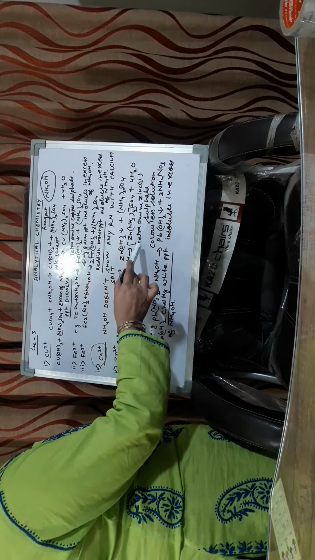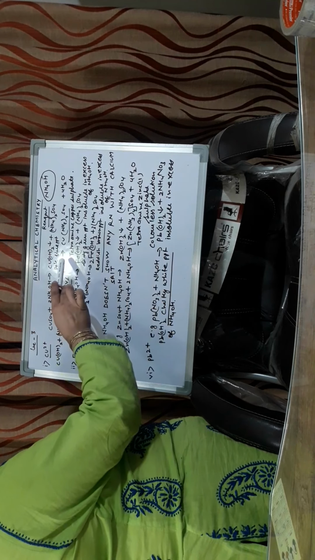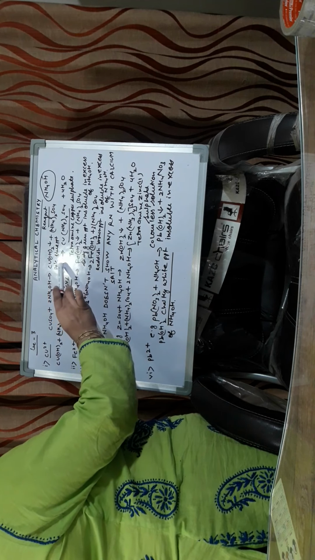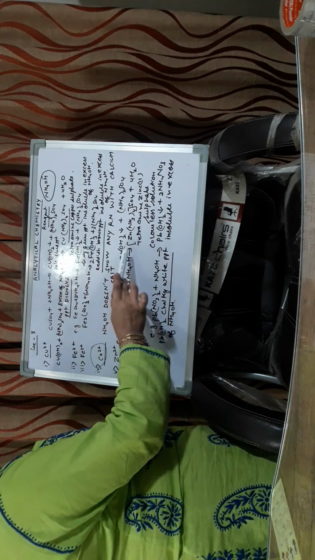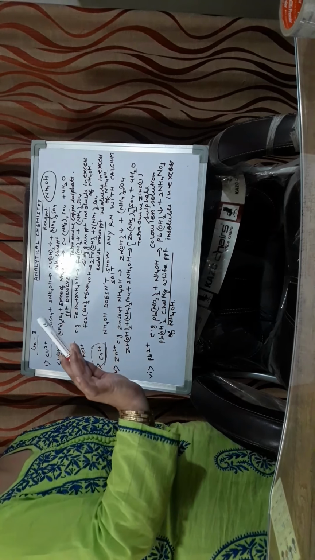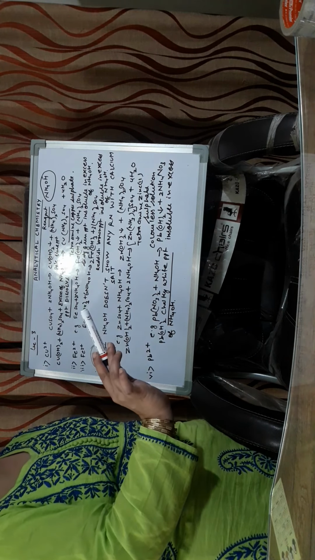And this particular solution is a colorless solution. If you compare this with the previous one which we obtained in case of copper, that is a blue color solution. But this is a colorless solution. And a soluble salt will be formed.